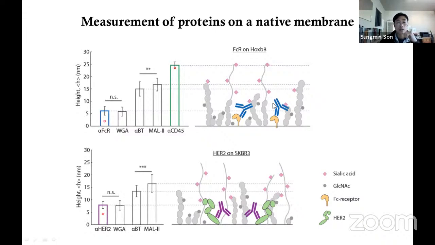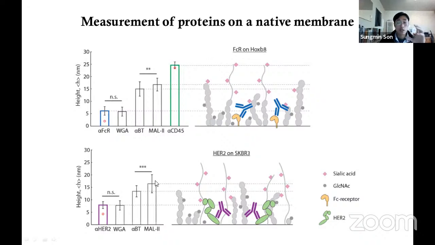These macrophages sometimes make an interface with the cancer cell, so I thought we'd test the cancer cell surface profile as well. In this case, we measured the HER2-positive breast cancer cells called SKBR3. Again, the average protein height turned out very similar to the macrophage's average protein height, while the sialic acid distribution is a bit taller.